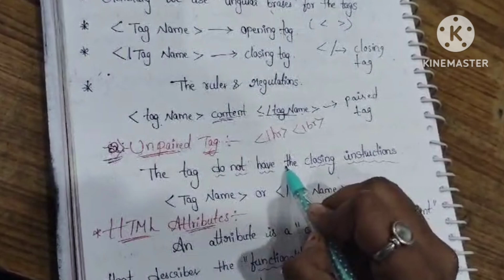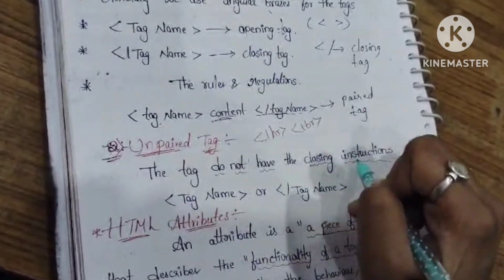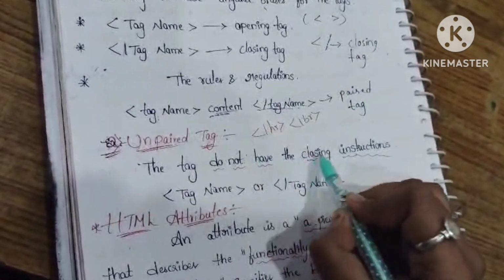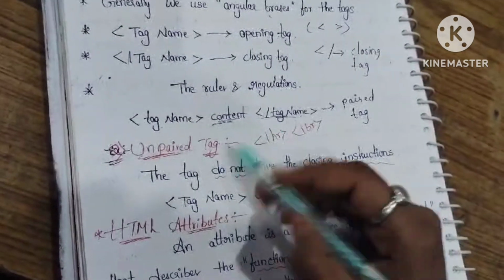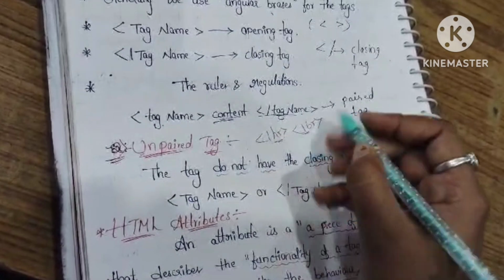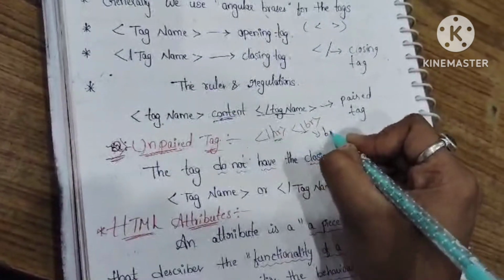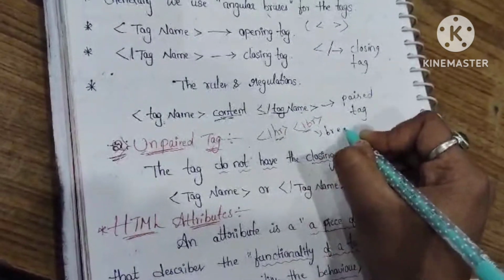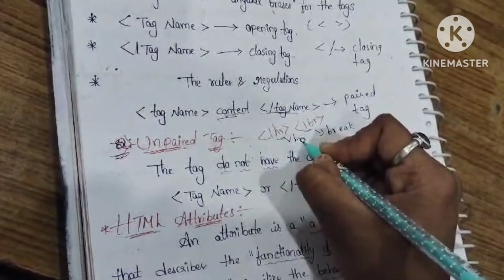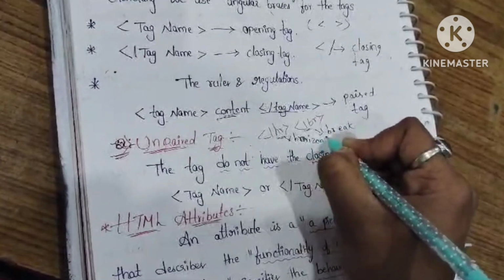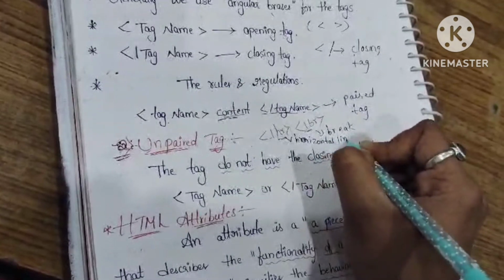Okay, what is the unpaired tag? The tag does not have any closing instructions, which means it does not have any closing instruction. Without those rules and regulations, it is the unpaired tag. What are HR and BR? These two are unpaired tags. So BR is a break, which means it adds some space. HR is a horizontal line.